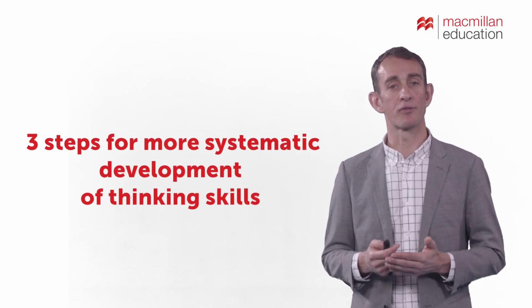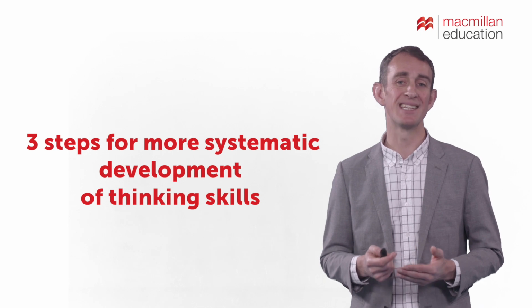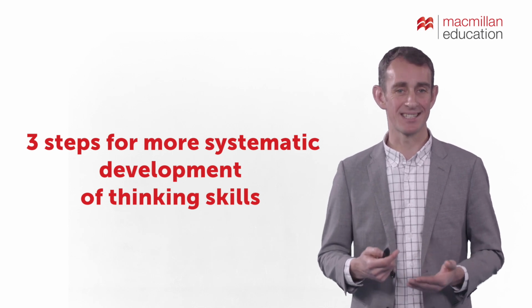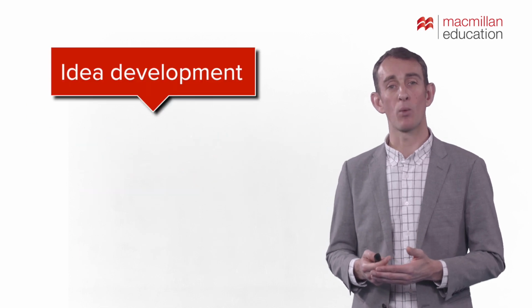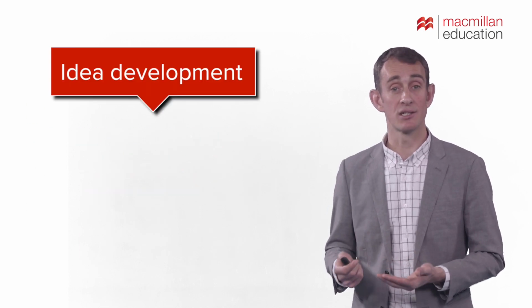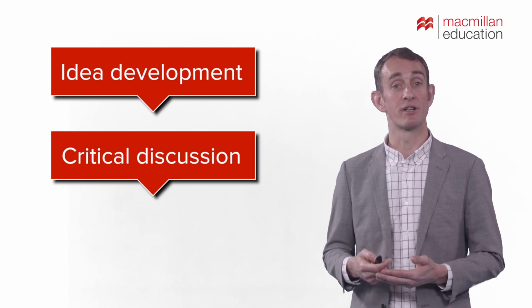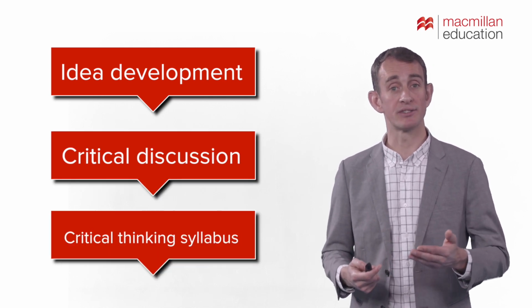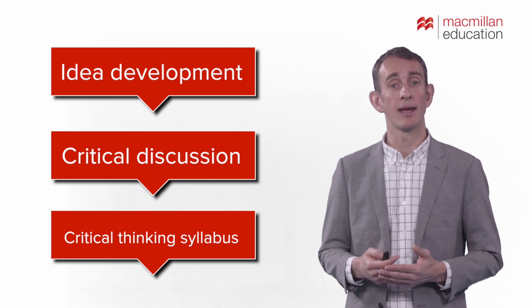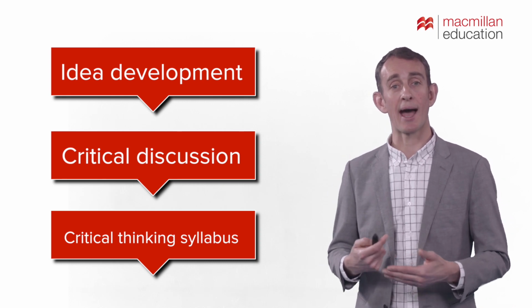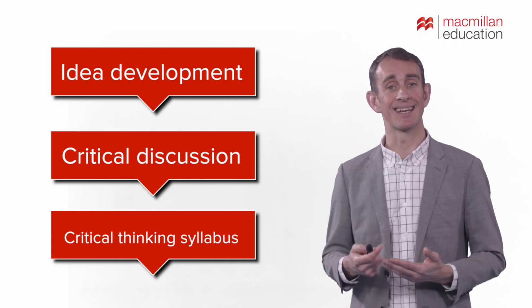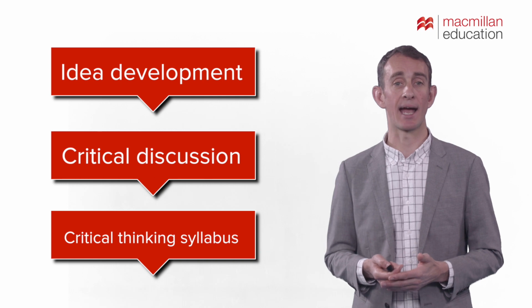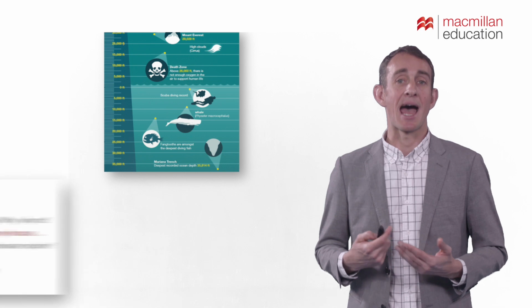Now, we're going to have a look at three areas or three steps for a more systematic development of thinking skills. We're going to have a look at how we can develop ideas, how we can develop critical discussion as a first step towards critical thinking, and then finally we'll have a look at how we can implement more of a deeper critical thinking syllabus into our teaching and learning. So we're going to have a look at the how.